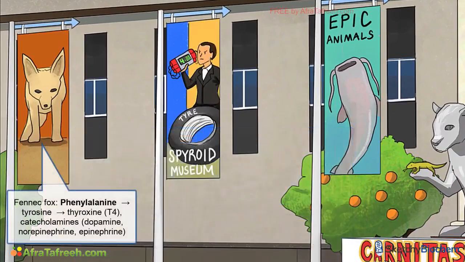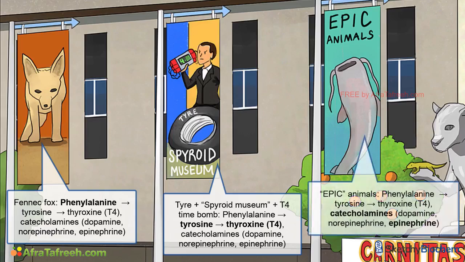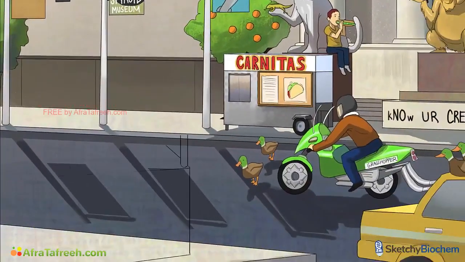Look at the banners above. The arrows correspond to the direction in the pathway. First comes a phenylalanine fennec fox. To the right is the new Spiroid Museum. It just makes my thyroid giddy. And then there's an epic animals exhibit. I'm sure it's going to be epic?